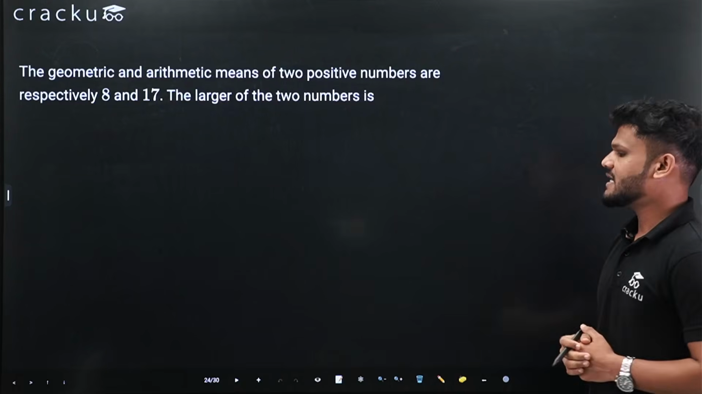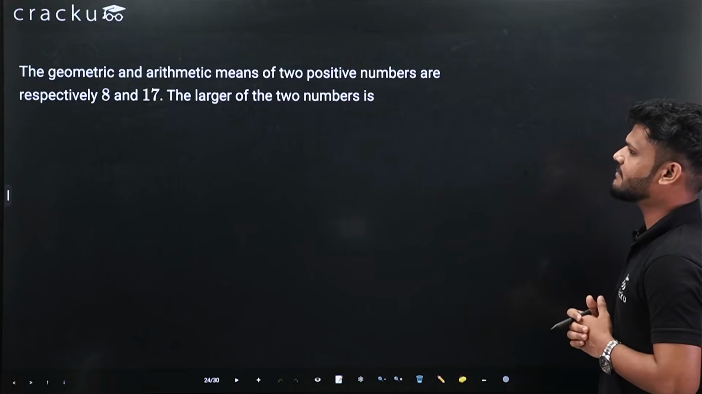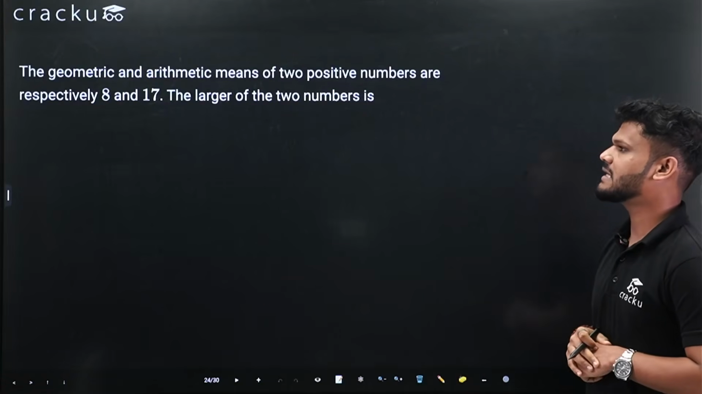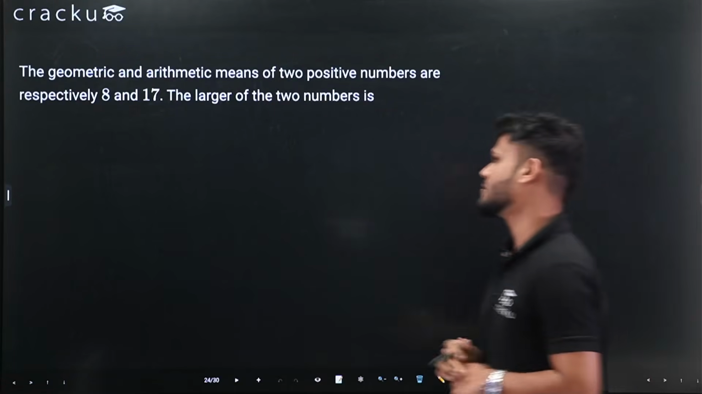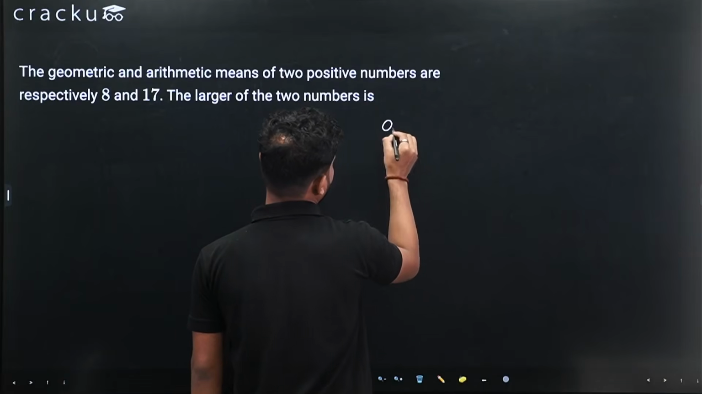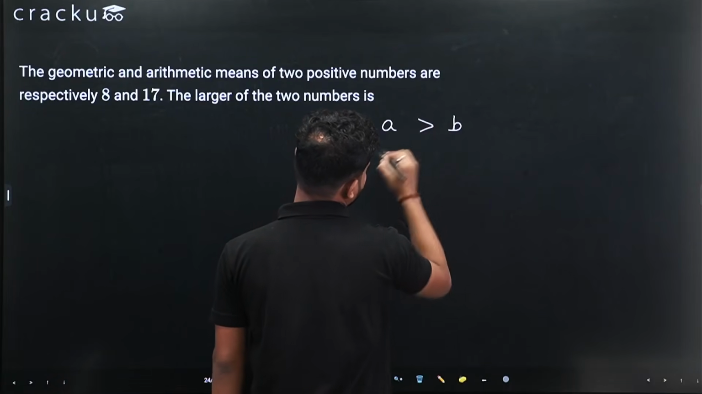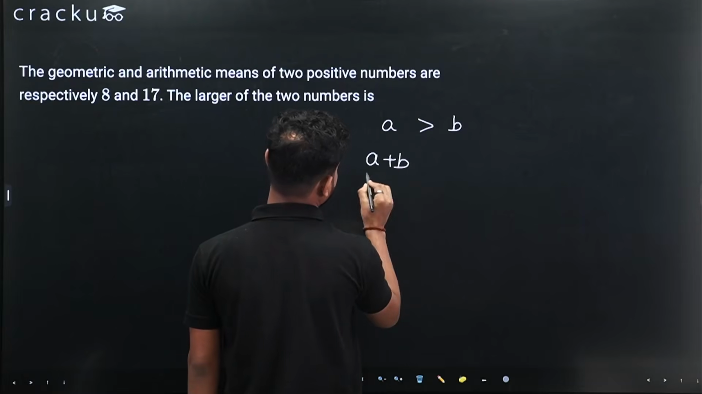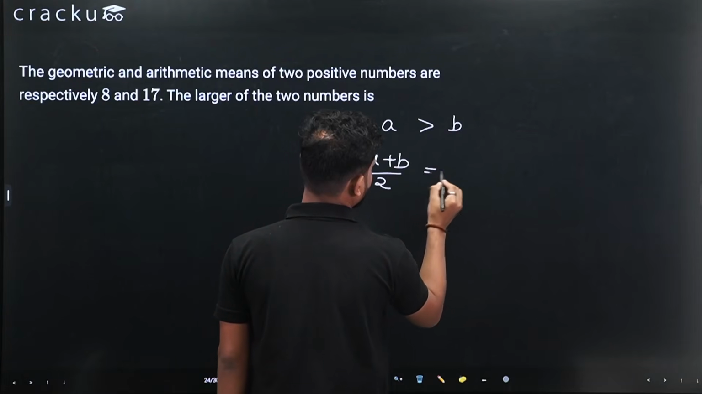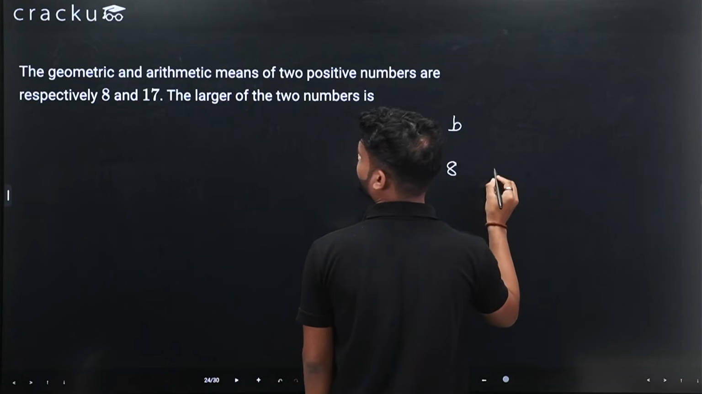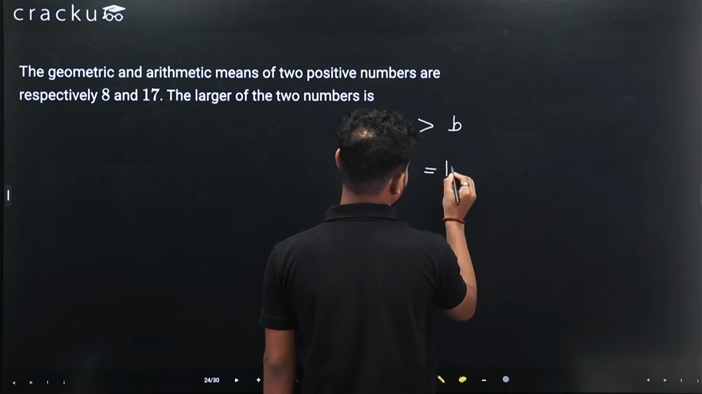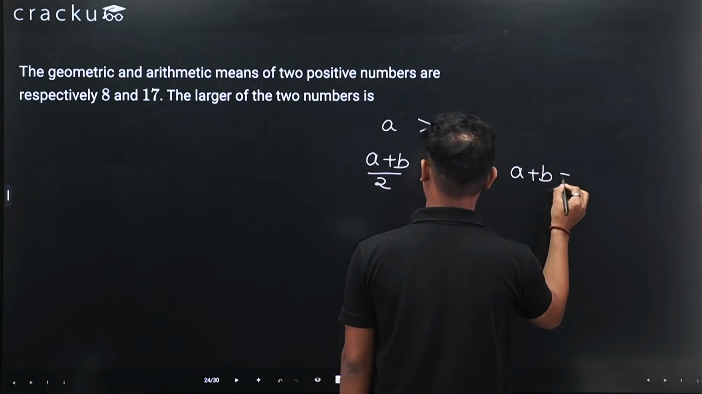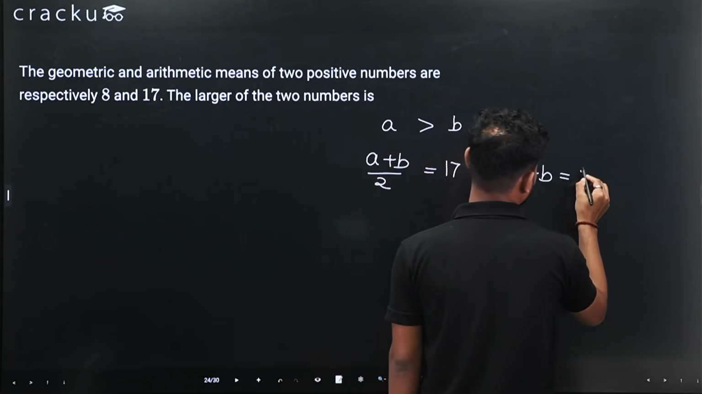In this question we are asked: the geometric and arithmetic means of two positive numbers are 8 and 17 respectively. The larger of these two numbers is what? Let us say there are two numbers a and b such that a is greater than b. The arithmetic mean is given as 17. So a plus b is nothing but 17 into 2.